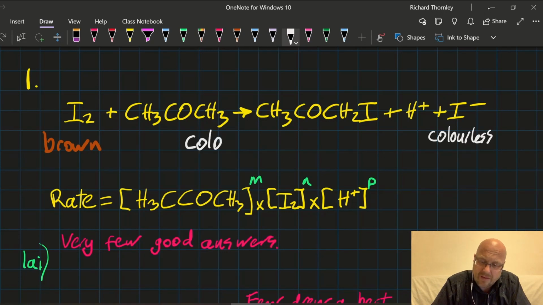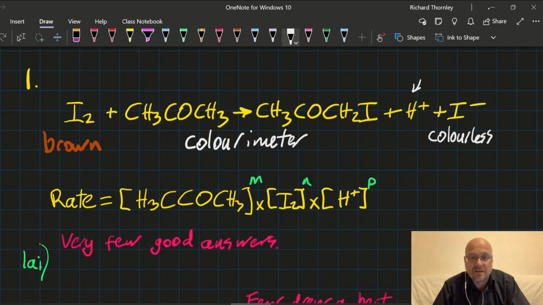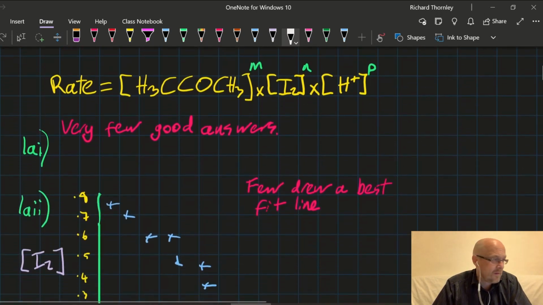They would also accept pH, which isn't great because you're making H plus here, but really the question's about the iodine. Next question.